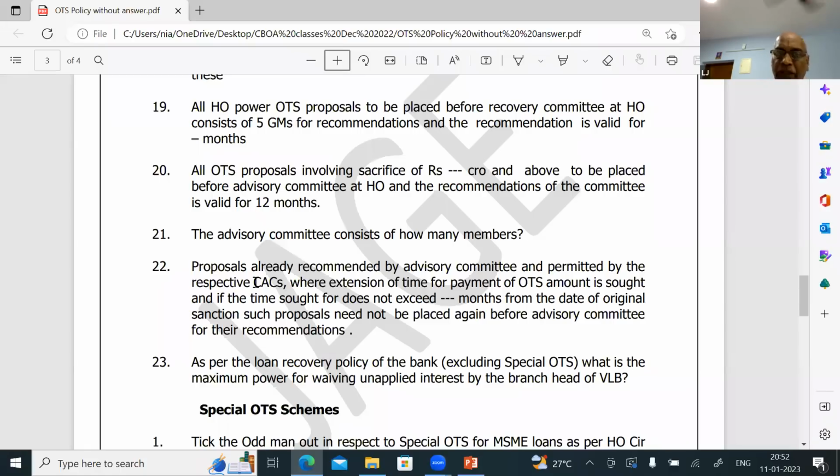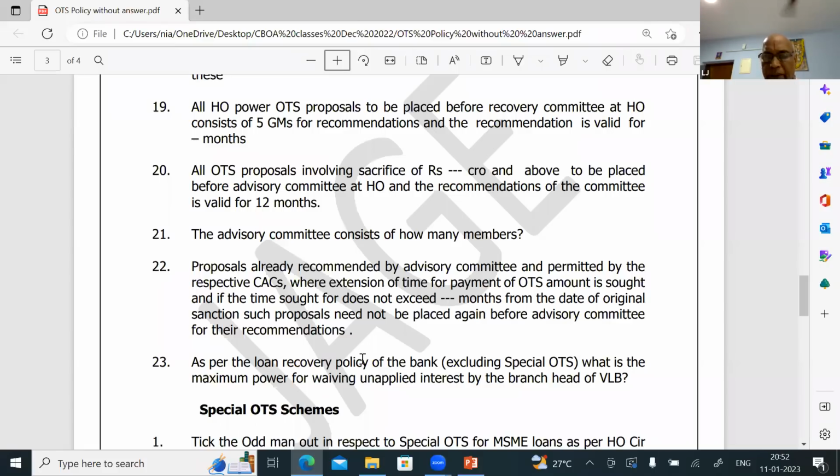Question number 22. Proposals already recommended by the advisory committee and permitted by the respective CACs where extension of time for payment of OTS amount is sought, if the time sought does not exceed 24 months from the date of original sanction, such proposals need not be placed again before the advisory committee for recommendation. 24 months. Then question number 23, the last question for the day.